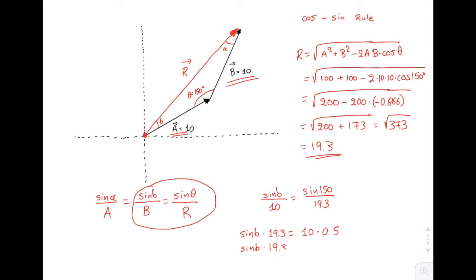Now sine of B times 19.3 is equal to 5, and if we do the math, B will be equal to the inverse sine of 5 over 19.3. This is 15 degrees above the vector A.